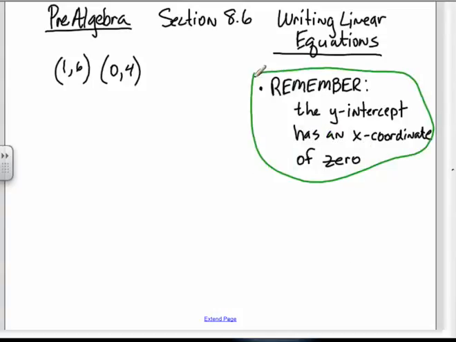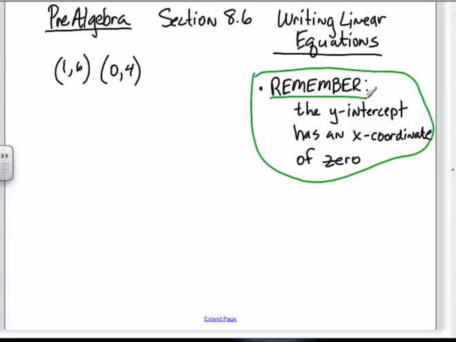That the y-intercept always has an x-coordinate of 0. Remember when we graphed using the intercepts method, if we wanted to find the x-intercept, we'd make y 0. If we wanted to find the y-intercept, we'd make x 0. So I want us to remember the y-intercept has an x-coordinate of 0.